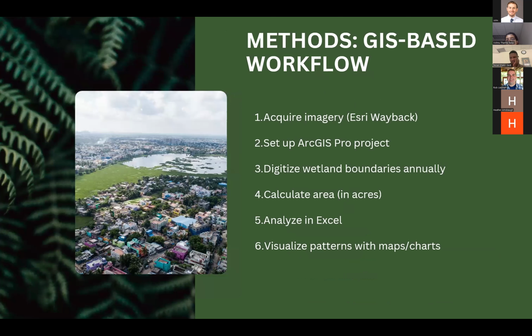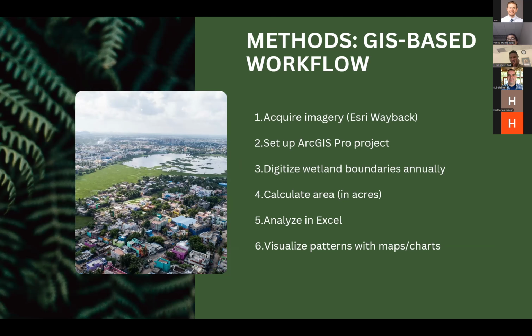This workflow has a total of 6 steps. Firstly, I acquired the satellite imagery from Esri way back. Then I set up an ArcGIS Pro project with a geodatabase where I organized all the imagery year-wise. And I also created a feature class for each year.